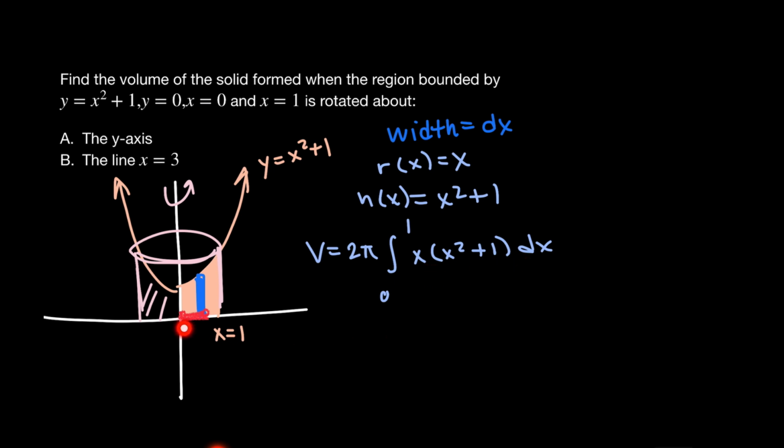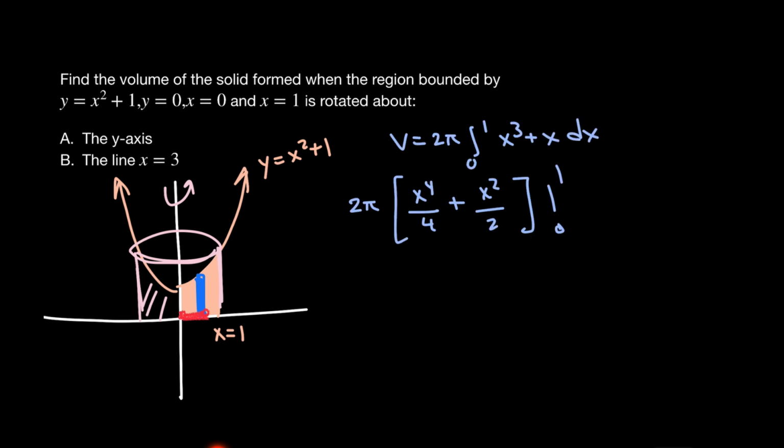And my bounds of integration are going to correspond with the x values that this region spans. So we're starting at x equals 0, and we're stopping at x equals 1. So my bounds of integration are 0 to 1. To integrate, I'll start by just distributing that x. So the thing I have to integrate is actually x cubed plus x.